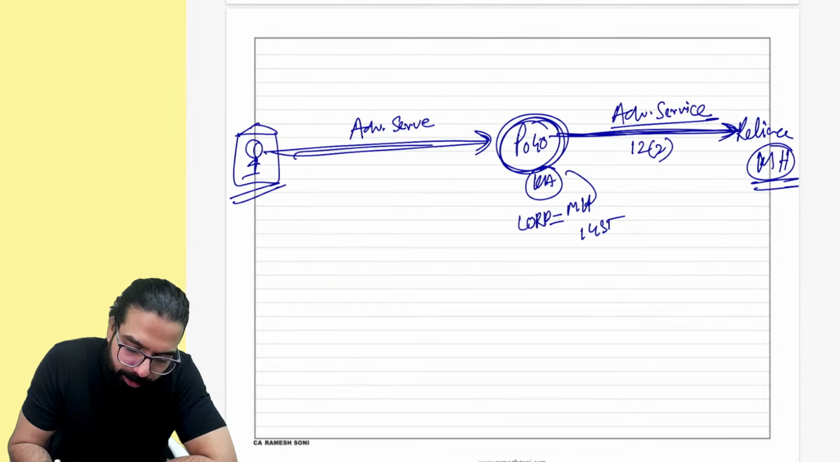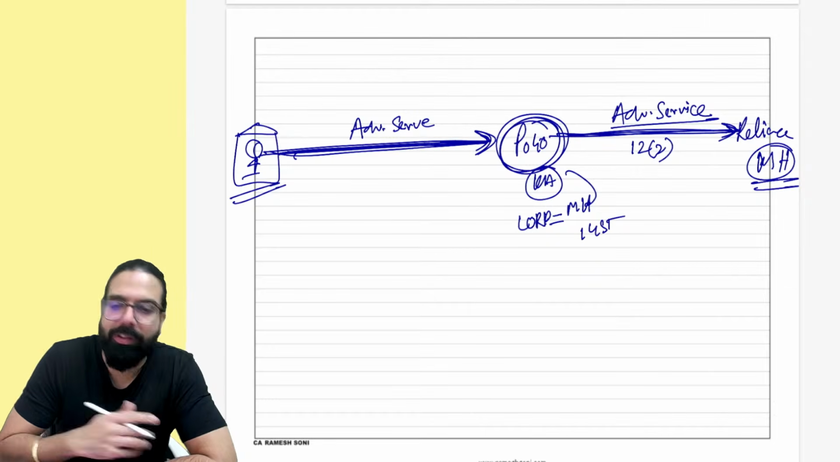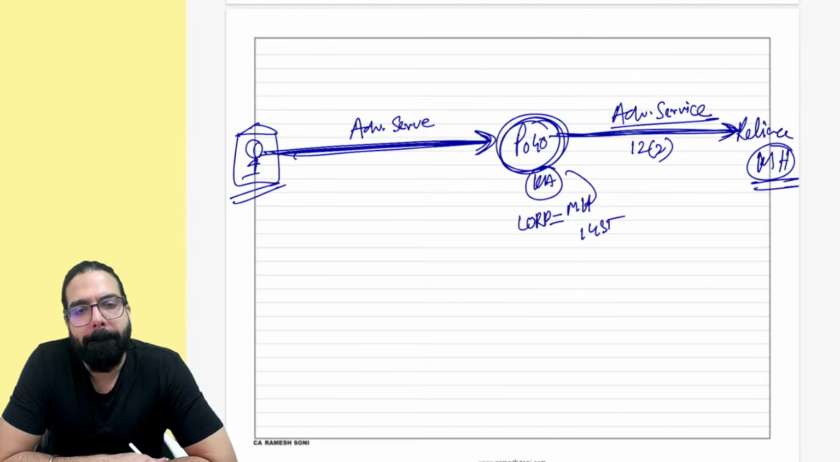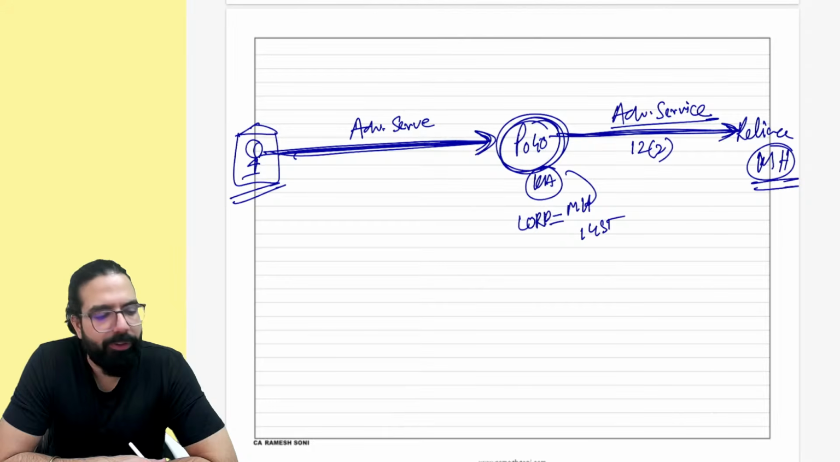Can you tell me which section will apply? If I give them advertisement services, which section will apply? Please tell me which section will apply in this scenario.